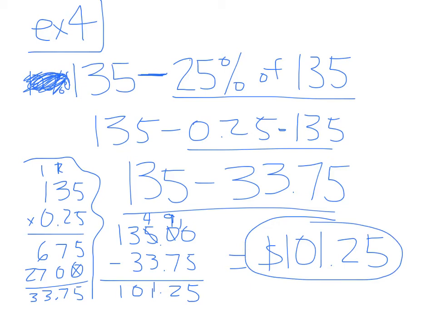Alright, there you go. That's how you do example number 4. Let's go to example 5. And example 5 says, suppose Samuel invests $1,200 at an annual rate of 6.5%. How long will it take until Samuel earns $195 in interest?